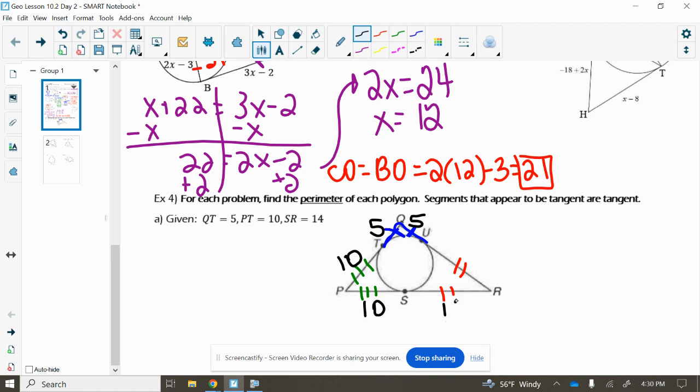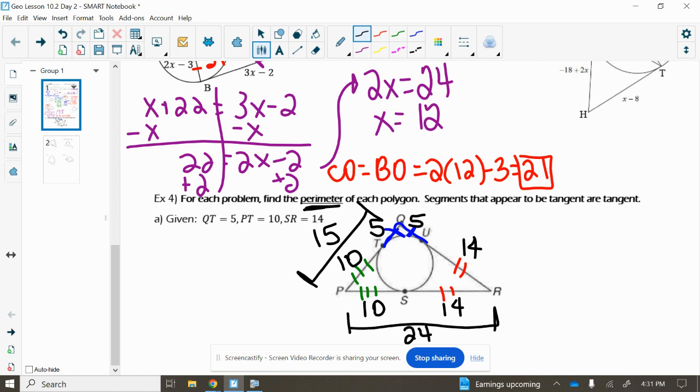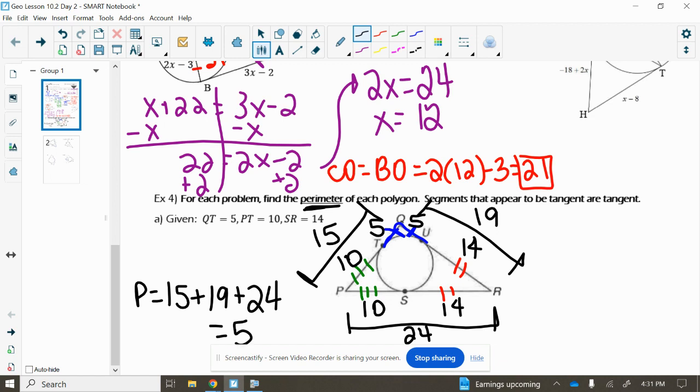And then S to R is 14, which means U to R also would have to be 14. And now we want the whole perimeter of the polygon. So we need to add up for this triangle to find one side, two side, and then our third side. And when we add all of those sides together, 15, 19, and 24, we get the total perimeter of this to be 58 units.